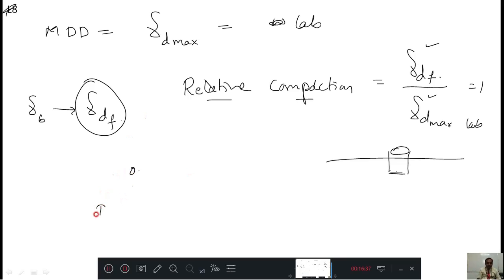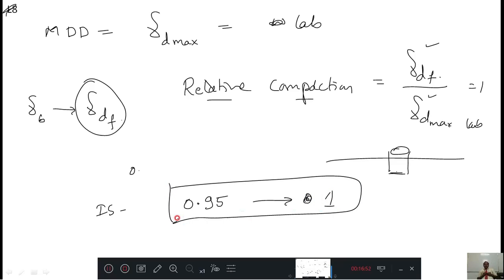Therefore, the Indian Standard IS code suggests that this relative compaction must be between 0.95 and 1. Means the field density must achieve more than 95% of the lab density. Understood now? Thank you very much. This is all about compaction. Next we will go and understand what equipment is available in the market to compact the soil, field compaction.